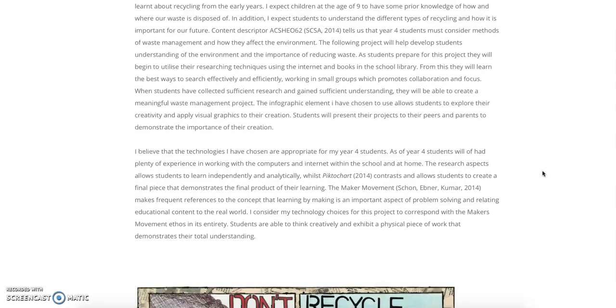The Maker movement makes frequent reference to the concept that learning by making is an important aspect of problem solving and relating educational content to the real world. I consider my technology choices for this project to correspond with the Maker movement ethos in its entirety. Students are able to think creatively, and exhibit a physical piece of work that demonstrates their total understanding.